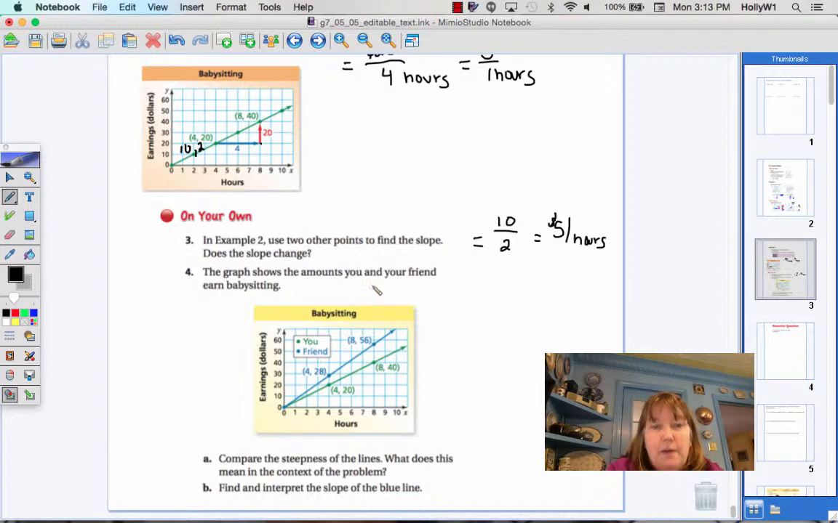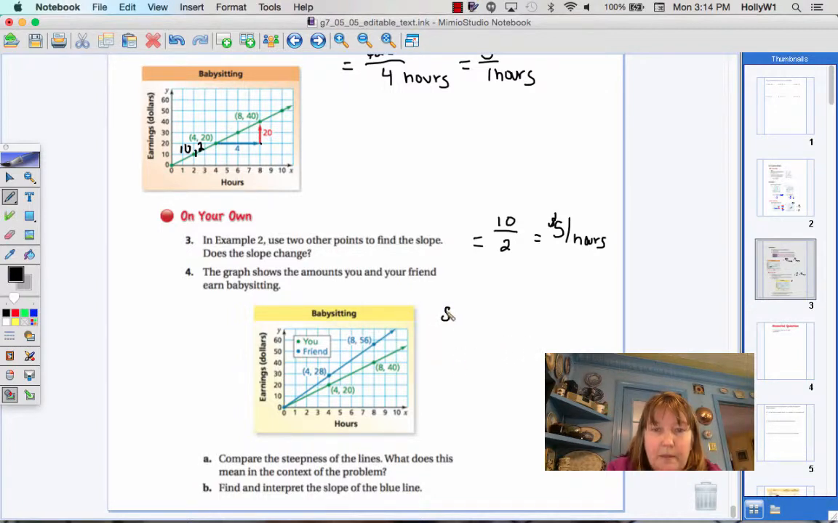So the graph shows the amount you and your friend earn babysitting. The blue is your friend, and green is just a repeat of what was up here in example 2. So compare the steepness of the lines. What does this mean in the context of the problem? Well, do you think your friend makes more or less than you do? Let's find out from the slope. I think she does, because her line goes up higher than mine does, and it's a bit steeper. So let's find out if that's true.